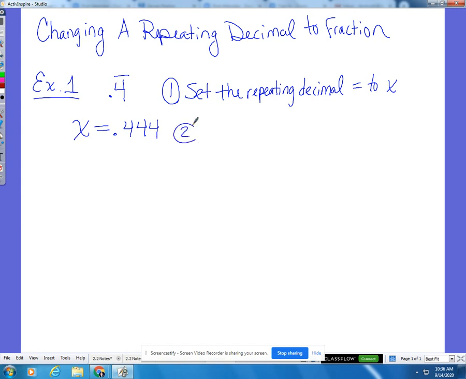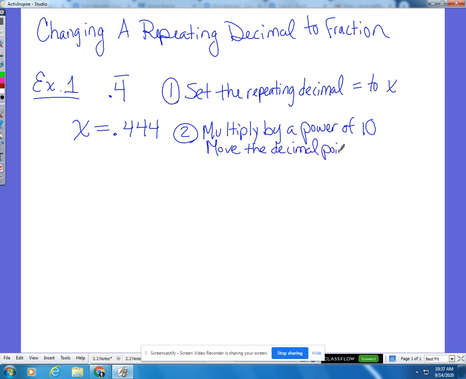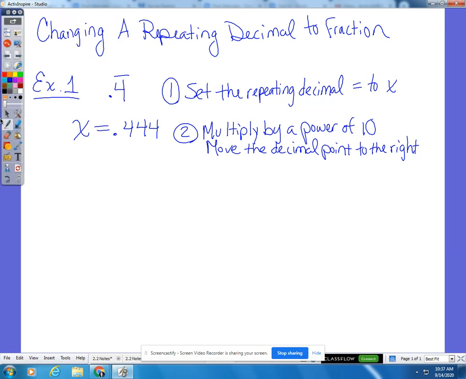Step number 2, we multiply by a power of 10. We want to move the decimal point to the right, which will allow us to still have the repeating decimal of 4 to the right. Since there is just one digit repeating, the 4, we're going to multiply by 10.